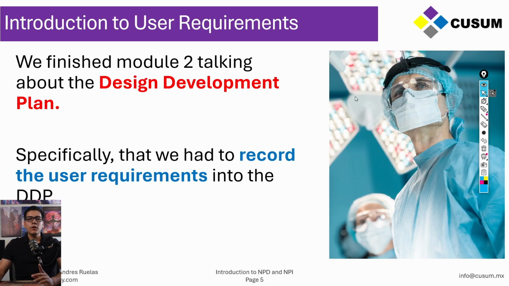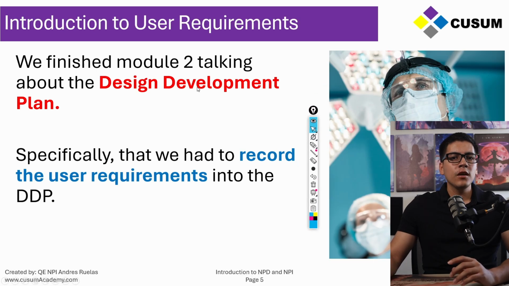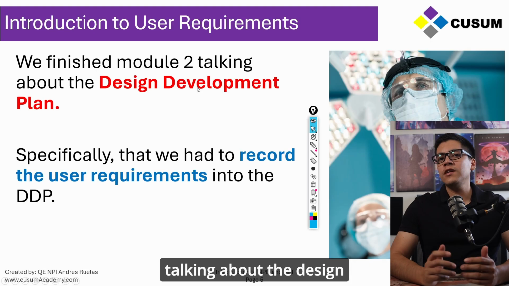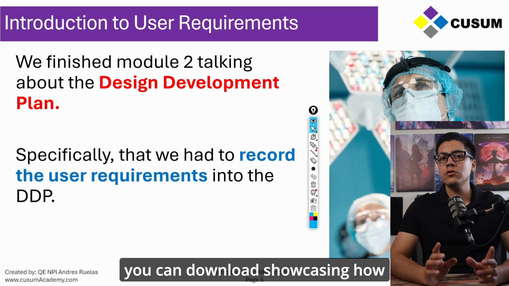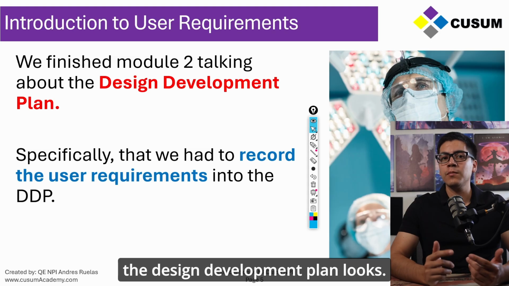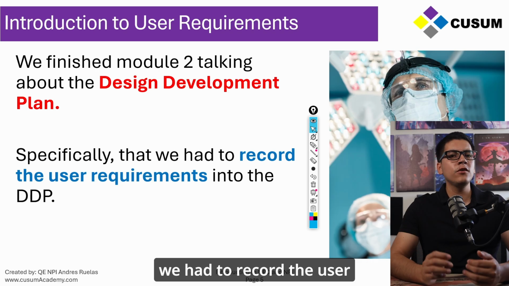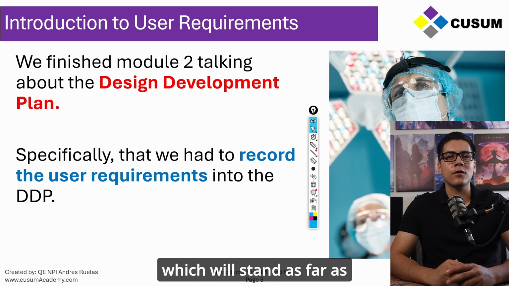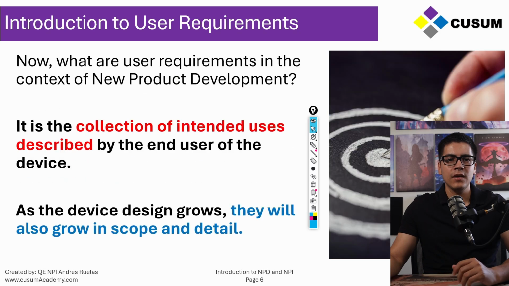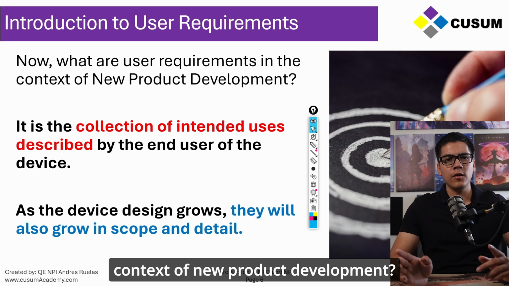Now, in module number 2, we started talking about the design development plan. Remember that there's a template that you can download showcasing how the design development plan looks. Specifically, we stated that we had to record the user requirements into our DDP, which stands for Design Development Plan. Now, what are user requirements in the context of new product development?